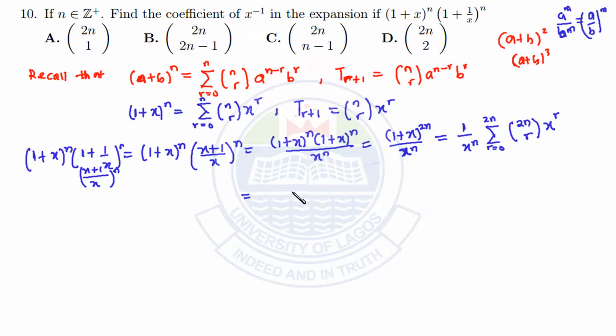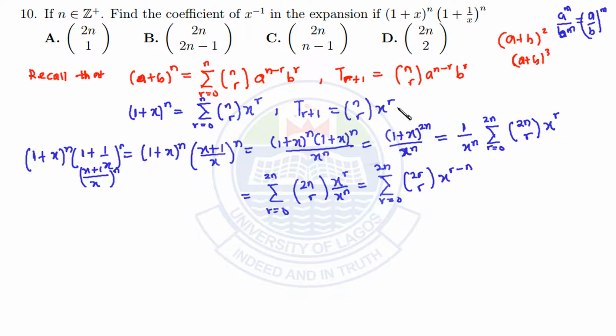So I have this to be the summation of r starting from 0 up towards 2n of 2n combination r, then multiplied by x raised to power r divided by x raised to power n. Which can still be written as the summation of r starting from 0 up to 2n of 2n combination r of x raised to power r minus n.